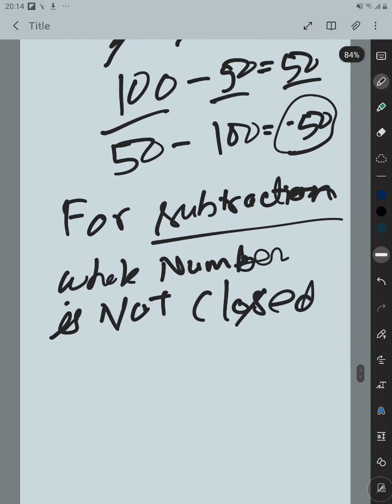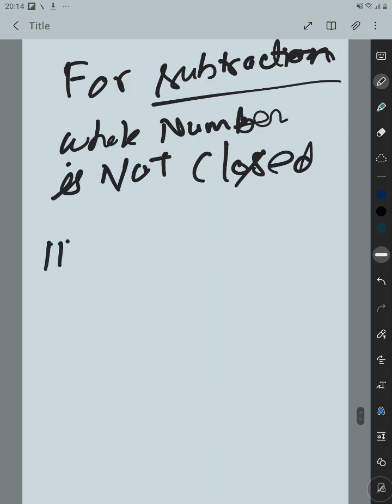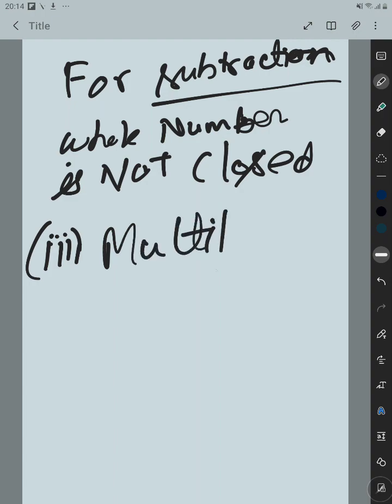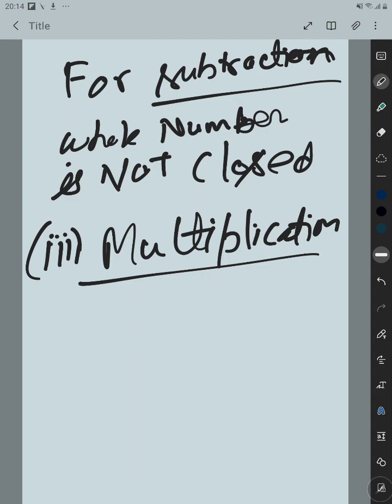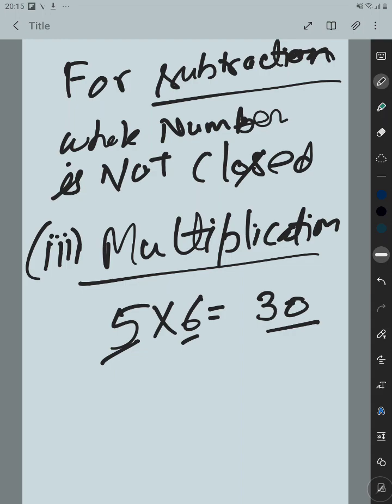Okay, now come to multiplication. Third point is multiplication. What are we going to test here? If we multiply two whole numbers and the result is a whole number, then it is said that for multiplication, whole numbers have the closed property. For example, we start with 5 multiplied by 6, we get 30. 5 is a whole number and 6 is also a whole number, and you get a whole number. So till now it is okay.